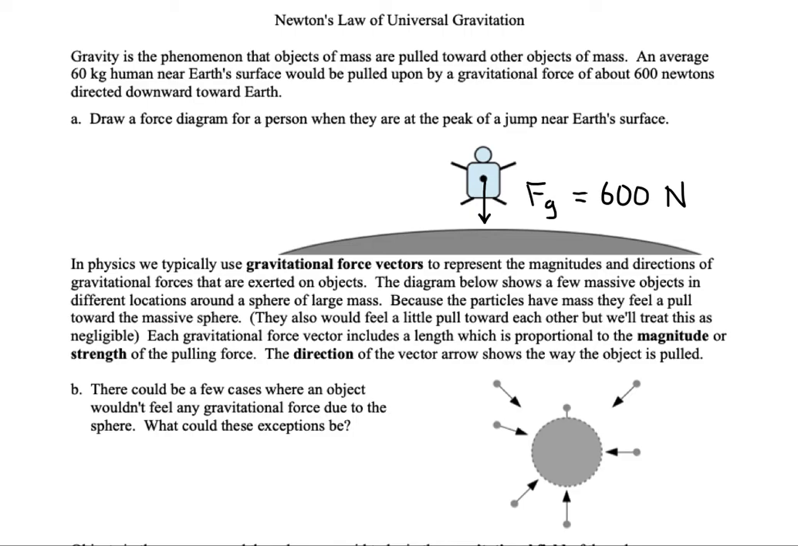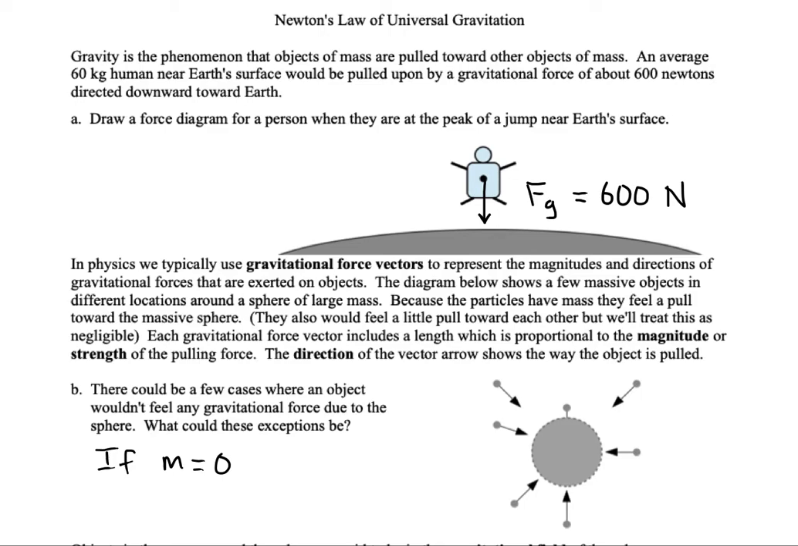Now there could be a few cases where an object wouldn't feel any gravitational force due to this sphere. What would these exceptions be? Think about that for a moment, and I'll give my answers. Well, I would say if the mass were zero, then it wouldn't feel a gravitational force.